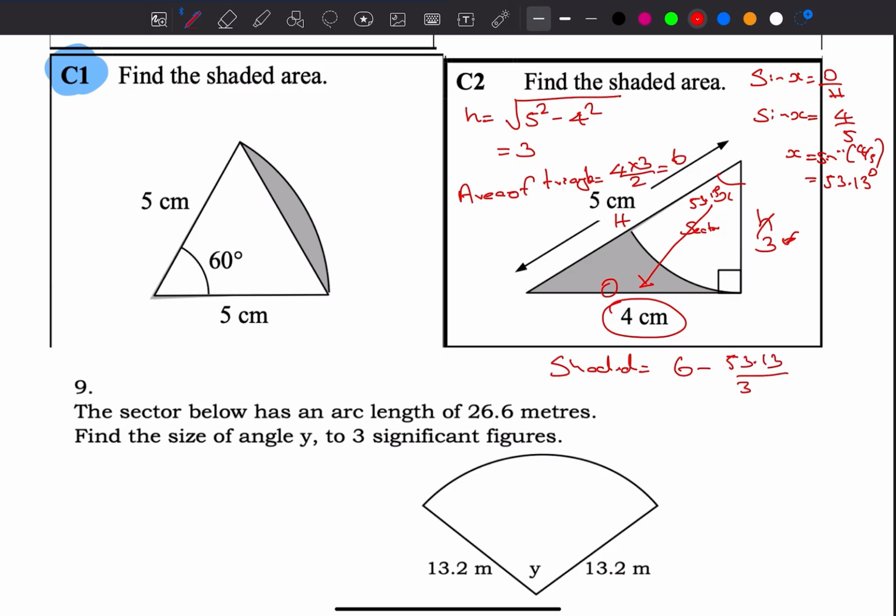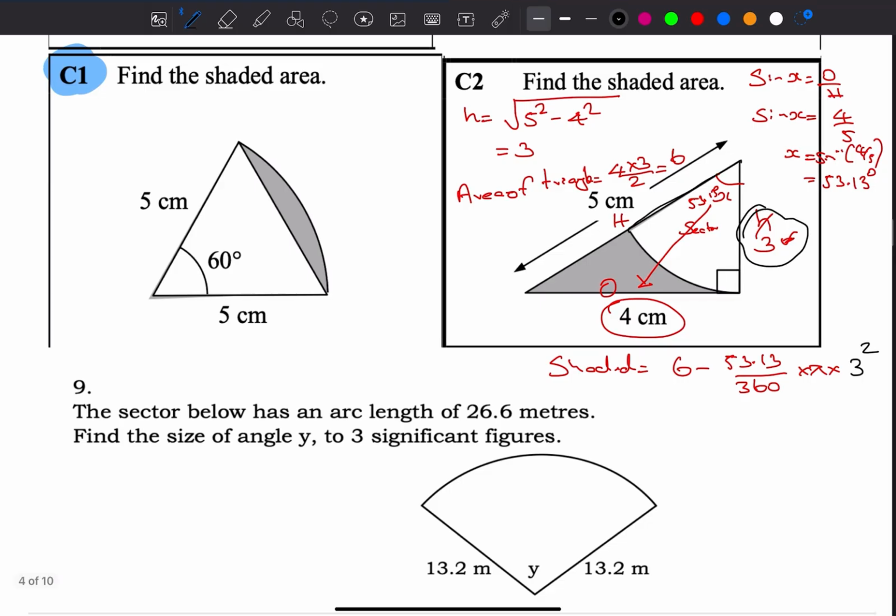So the area of the sector is 53.13 out of 360 times pi times the radius. The radius is not 5, the radius is 3. This is your radius, because if you look at it, that becomes the radius. 3 squared. So 6 take away 53.13 over 360 times pi times 3 squared will give you 1.83 for the shaded area, centimeters squared.